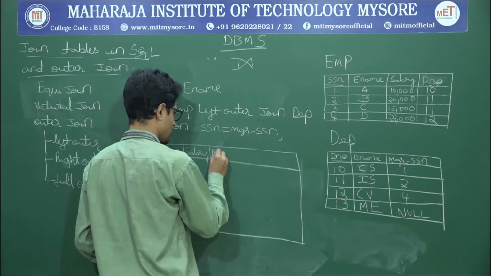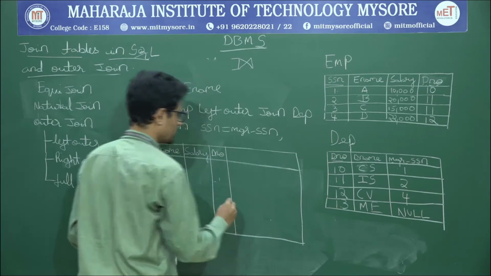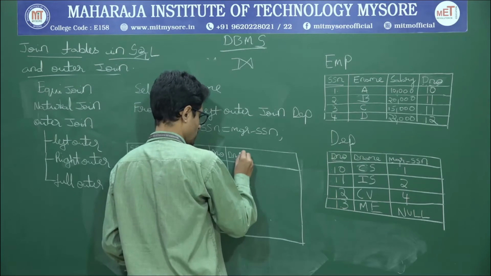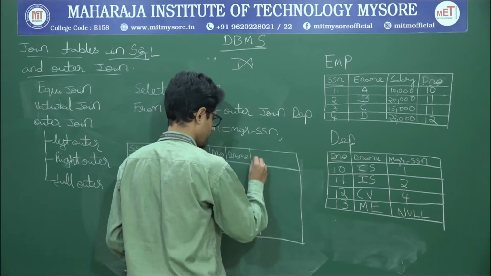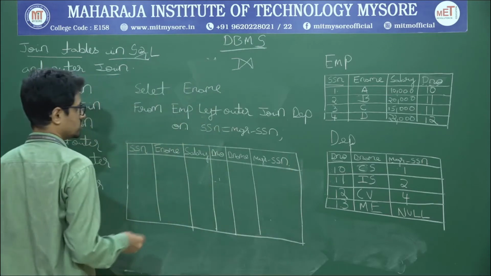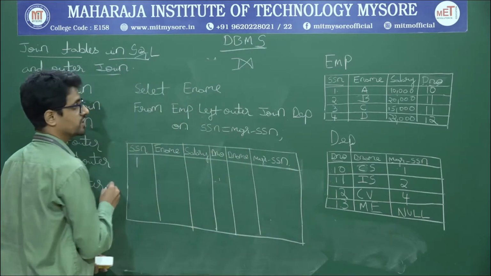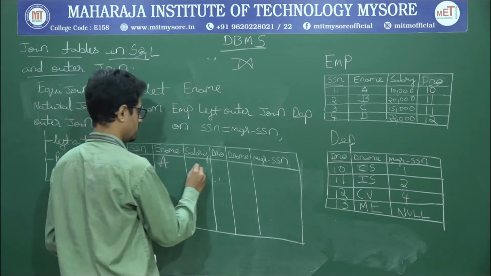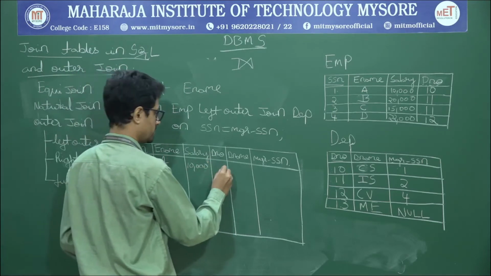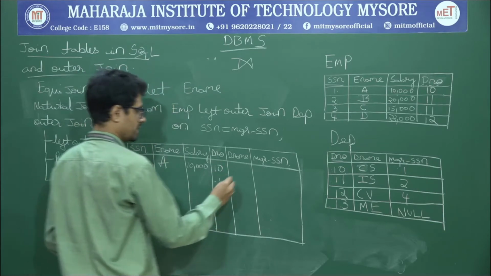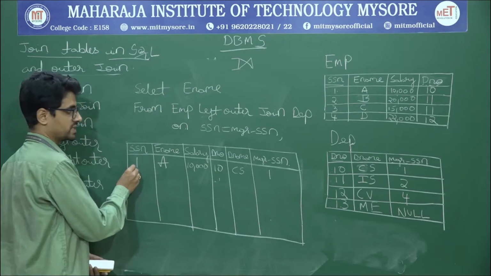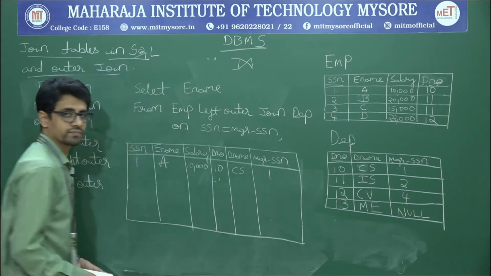Salary, department number, D name, MGR SSN. So we are doing SSN, MGR SSN. SSN 1 is here, 1A, 10,000, and department number is 10, department name is CS, and MGR SSN is 1. So 1 is present in the primary key table, so I have applied it.